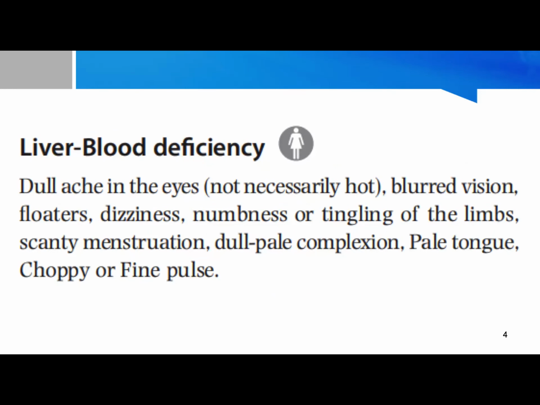And the next is liver blood deficiency: dull ache in the eyes, not necessarily hot, blurred vision, floaters, dizziness, numbness or tingling of the limbs. Scanty menstruation, and the complexion is dull pale. The tongue is pale, with a choppy or fine pulse.